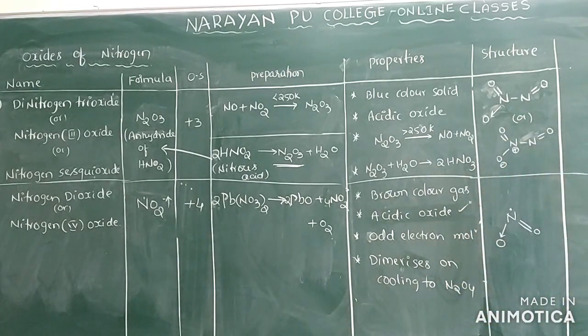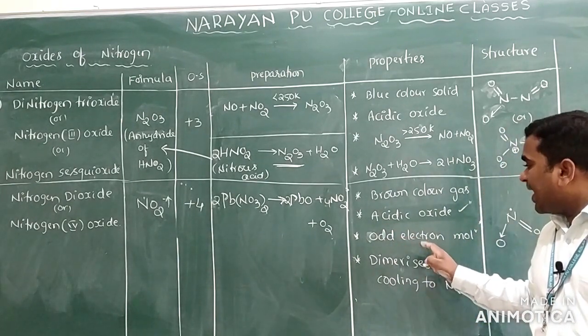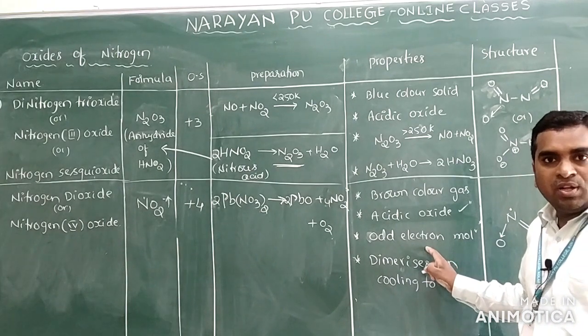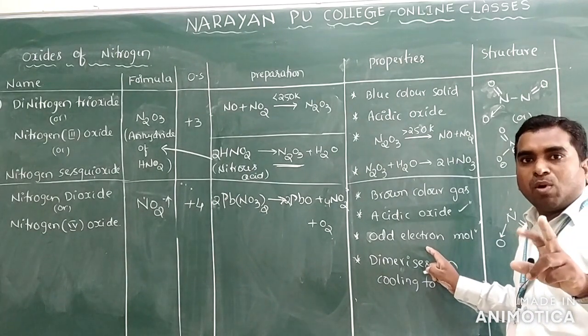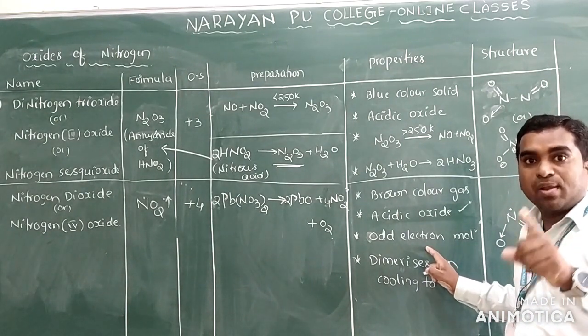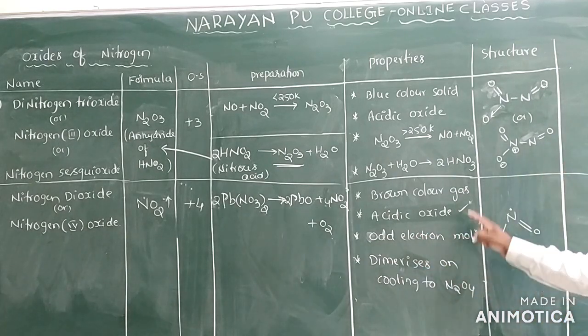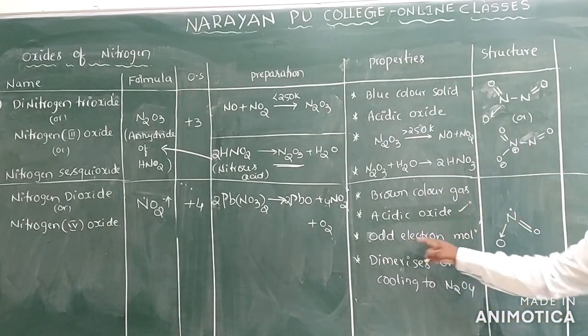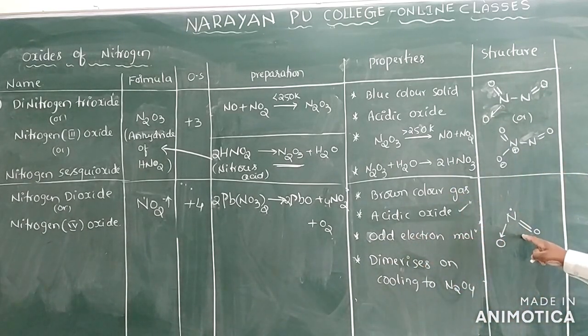So it is an acidic oxide, and it is an odd electron molecule. We have 2 odd electron molecules in the nitrogen oxides. One is NO and another one is NO2. Clear? Odd electron molecule. How you can tell, see the structure here, then we will discuss. By seeing this structure we can say it is an odd electron molecule.